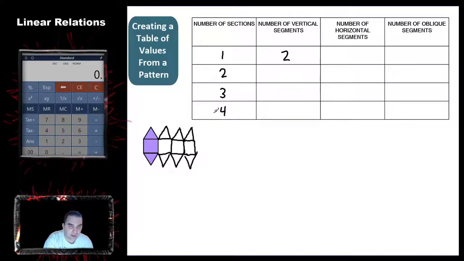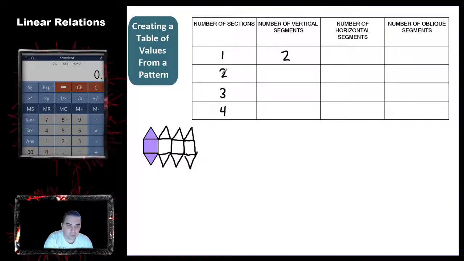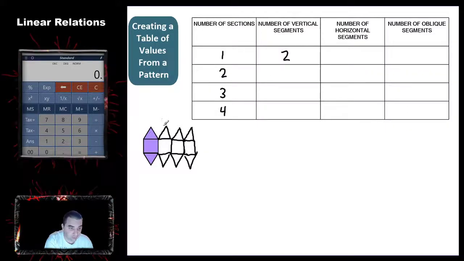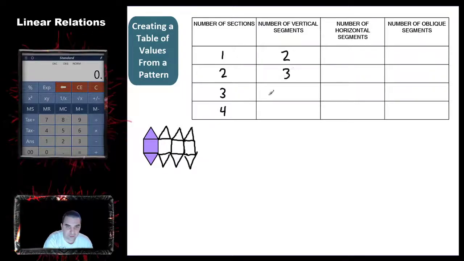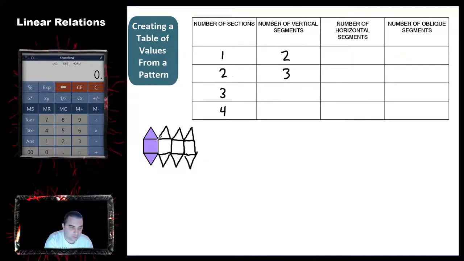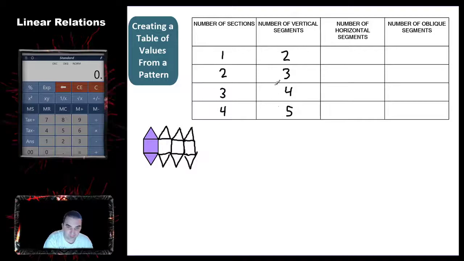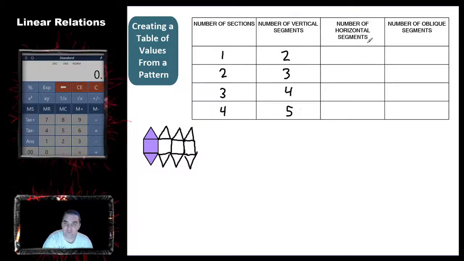If we were doing 2 sections, these 2 included, we'd have 1, 2, 3. They share 1, so we'd only count that once. And then for 3 sections, 1, 2, 3, 4. So notice it's going up by 1 every time. It goes from 2 to 3 to 4 to 5.